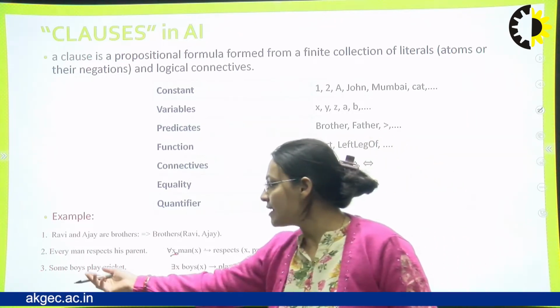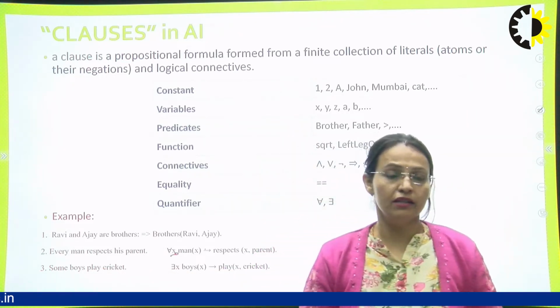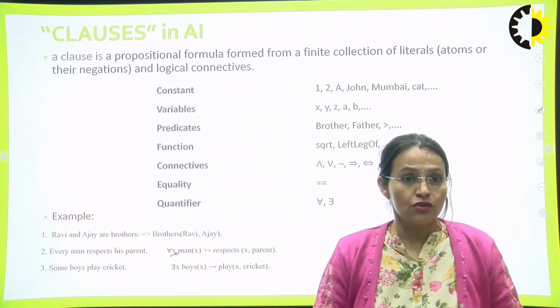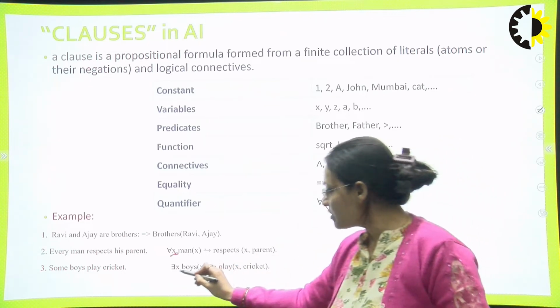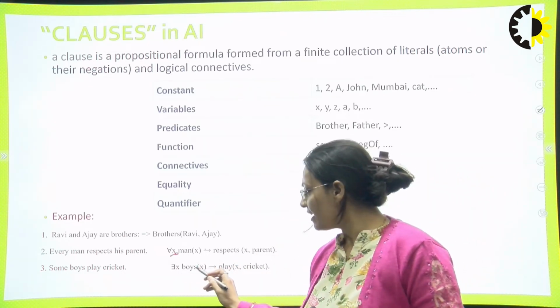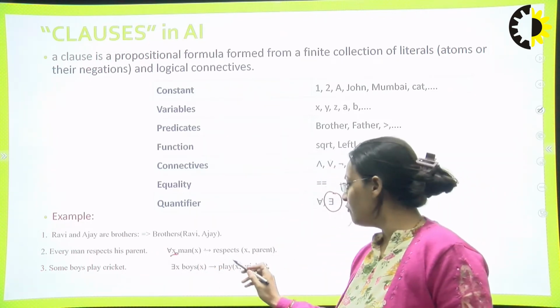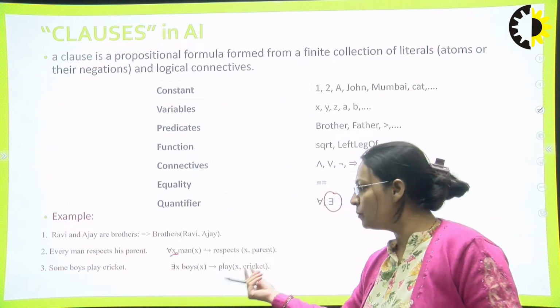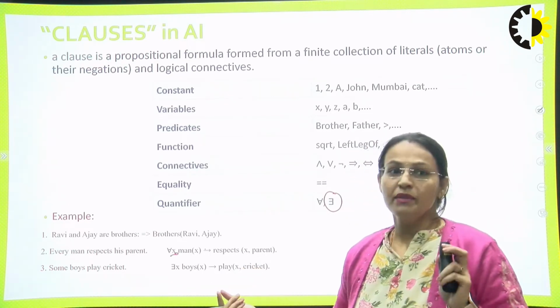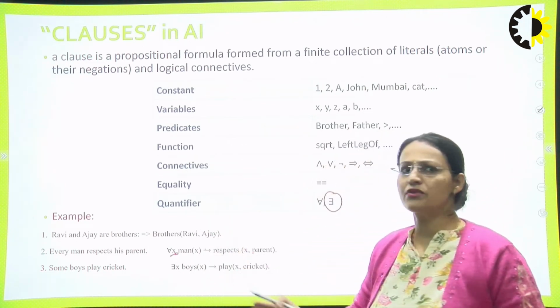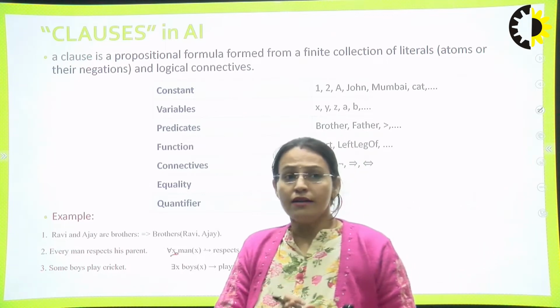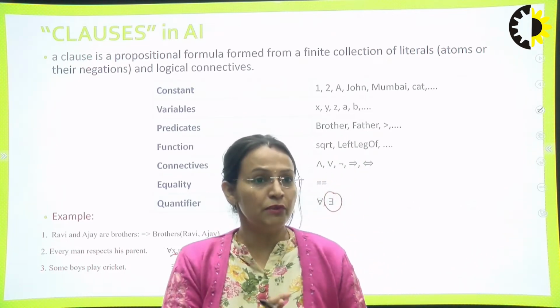Then the third one: some boys play cricket. Here also is a generalized term, some. Some is represented by the existential quantifier, there exists x, where x belongs to the boys category, which says that those x play cricket. So these are basically how a clause is represented, or simply the representation of how a simple statement is converted into propositional logic.